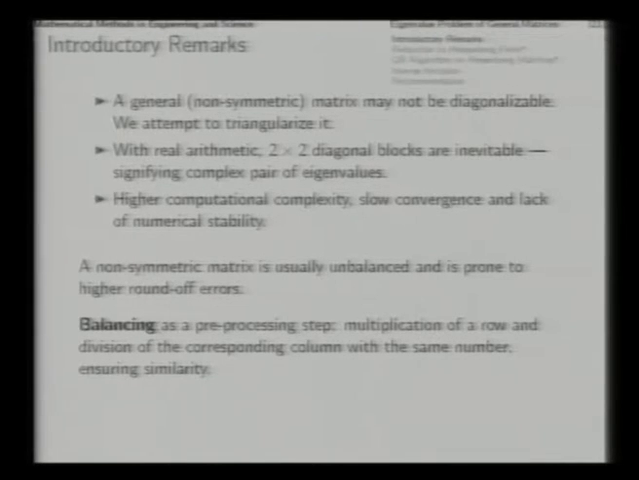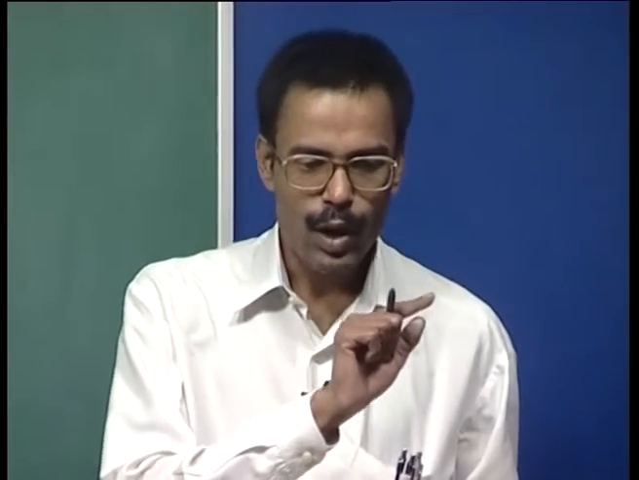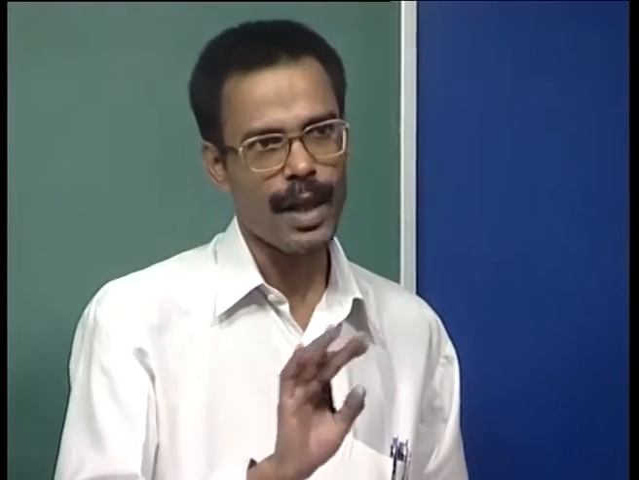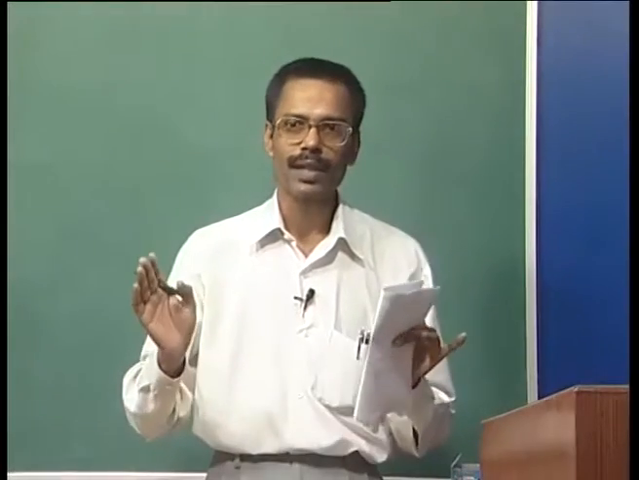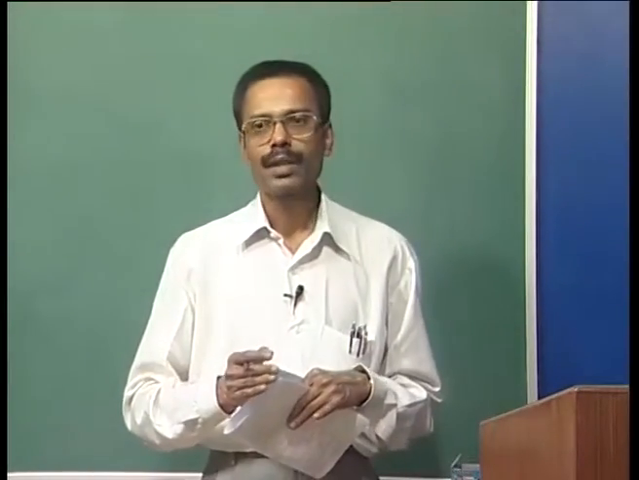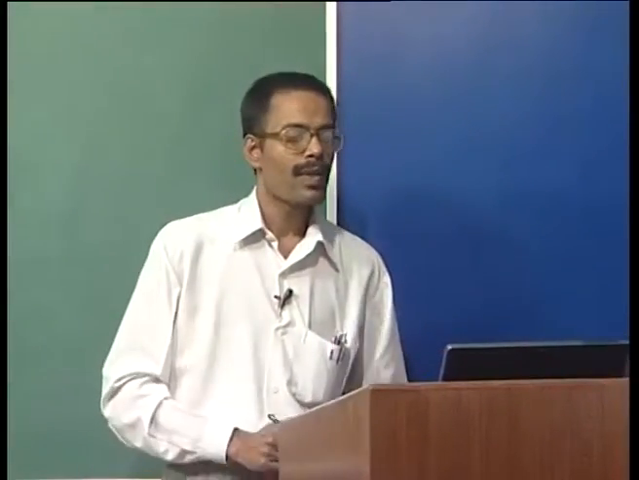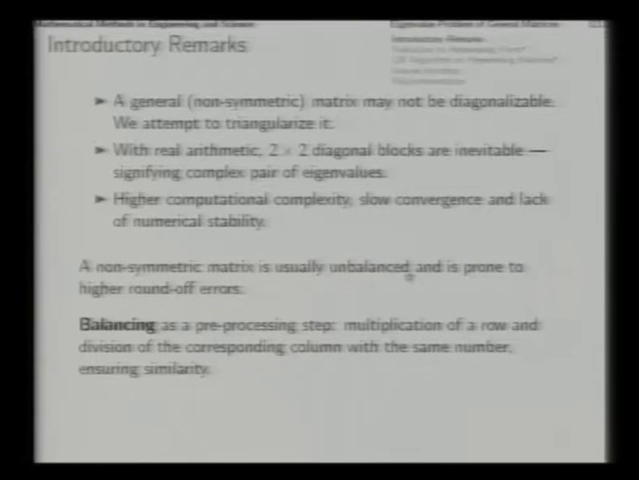And what we say is a non-symmetric matrix is usually unbalanced. You see, if the norm of kth row and kth column of a matrix is same for every k, then you call that matrix as balanced. A symmetric matrix to begin with is balanced, and through orthogonal transformations it remains balanced. A non-symmetric matrix is usually unbalanced, and therefore, it is prone to numerical round off errors more than the symmetric matrix algorithm. Therefore, in the case of non-symmetric matrices, as a pre-processing step, we sometimes use balancing.